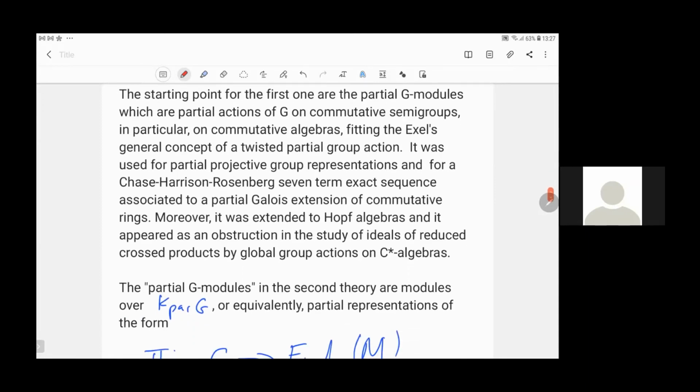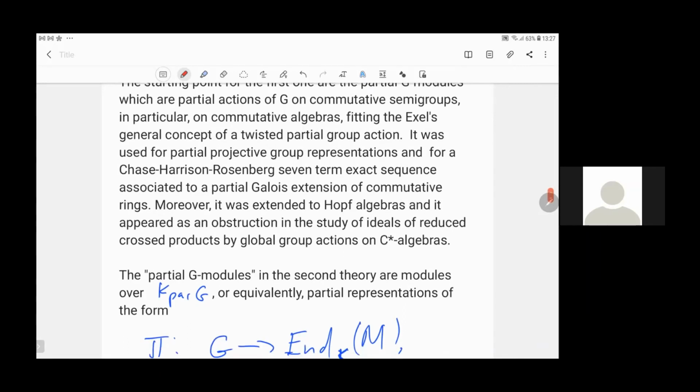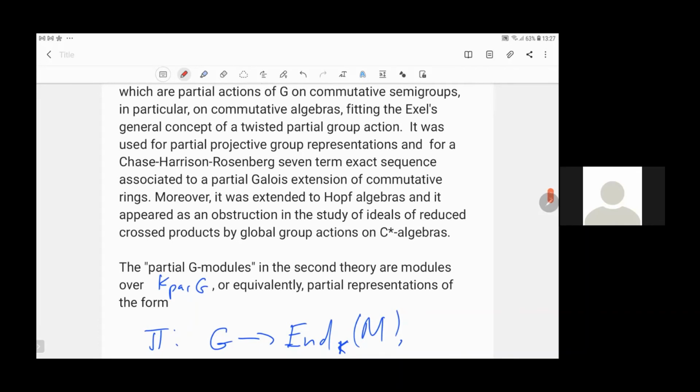That cohomology, the first one, was also extended to Hopf algebras, and also appeared in the study of ideals of reduced cross products of C*-algebras.